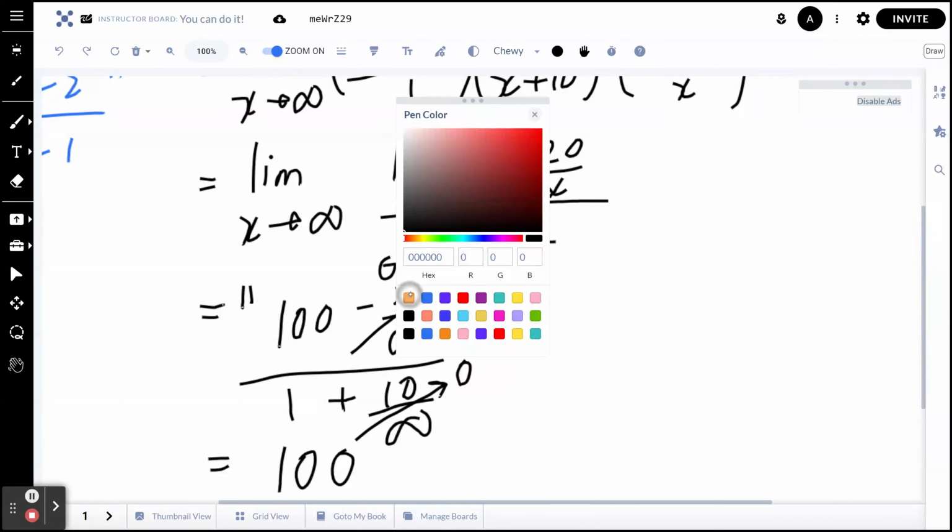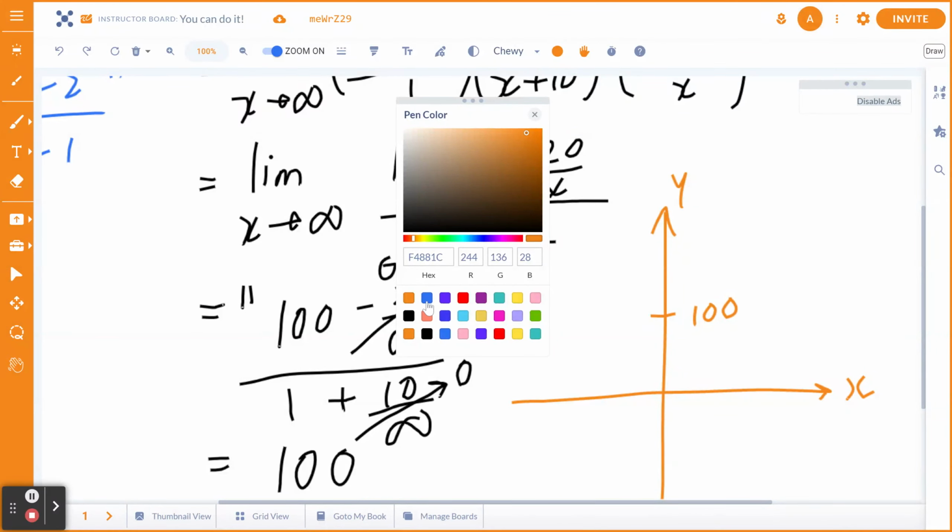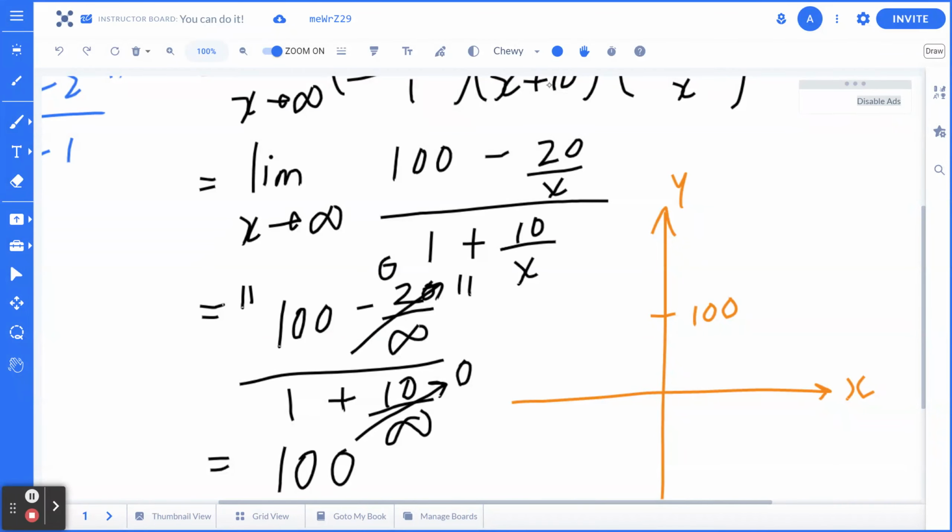Now, what I would say is spend 1 extra minute, graph this, and confirm you're doing it right. So if you really go back to the graph, and again, I'll use a different color for you. If I am graphing y equals (10x minus 2) divided by (x divided by 10 plus 1), notice the graph, roughly speaking, looks something like this.